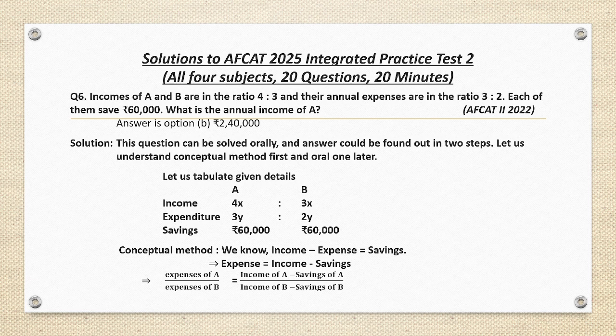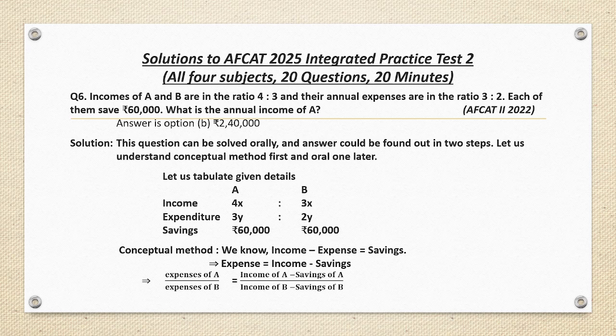And now we know whatever is left after spending, that is savings. So income minus expense is savings. And here let us use this: expense equal to income minus savings. Right? So since expense equals income minus savings, A and B will be having the same relationship.